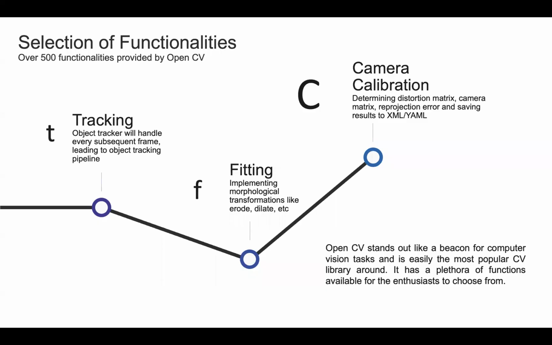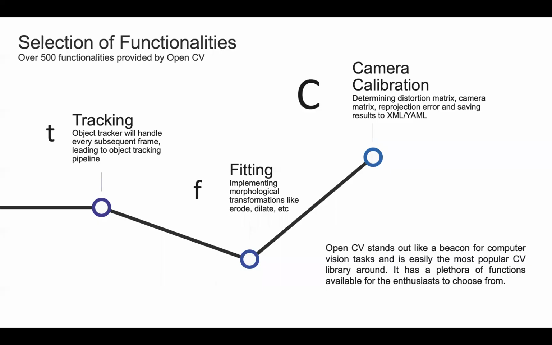And then fitting. Fitting is nothing but, let's say you want to remove particular parts of an image, or you want to make the image dull or blurred, you can do that as well. So you have some morphological transformation available in OpenCV too.